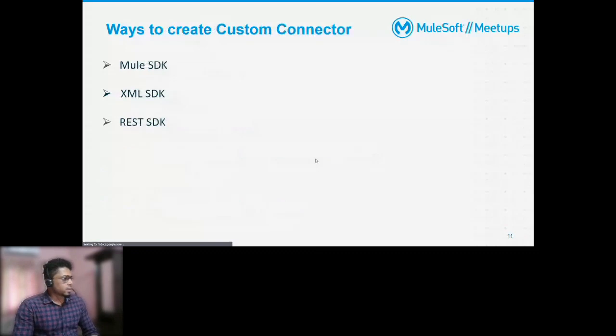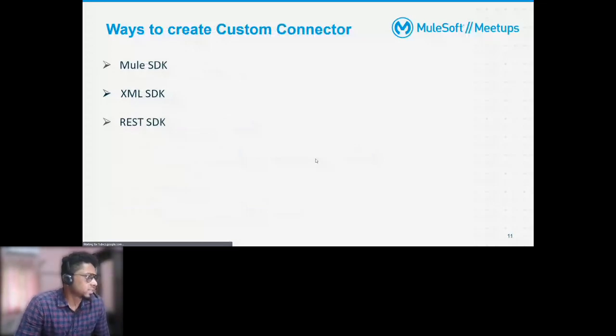So let's move on to the next slide. There are multiple ways to create a custom connector. Initially, there was the XML SDK and Mule SDK as well. But right now, even though it's in the beta version, there is an approach called REST SDK, which is applicable only to REST APIs. Okay, so we'll be going through that approach today.